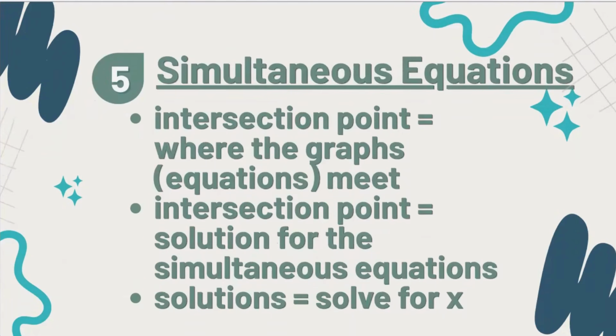For the perimeter, you will take the slant height, but for the area, it's always going to be a perpendicular height. Then for simultaneous equations, intersection points are the same as the points where the graph or the equations meet. It is the same point as the solution for the simultaneous equations. So if you see anything from these, it's the same thing. Intersection point is the same as where the graphs are meeting or the solution of the simultaneous equations.